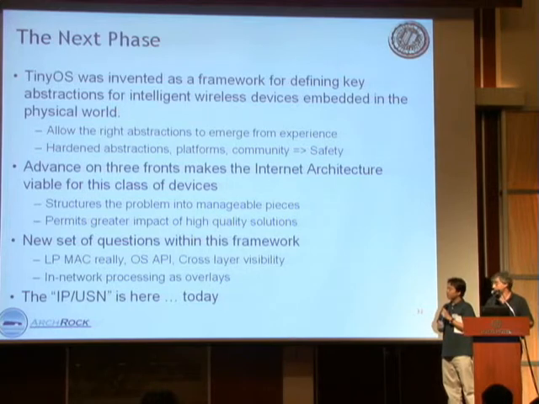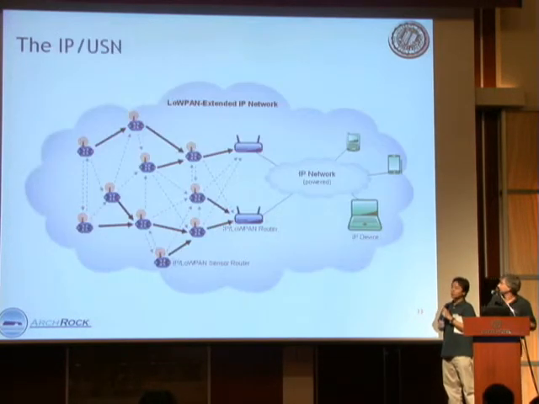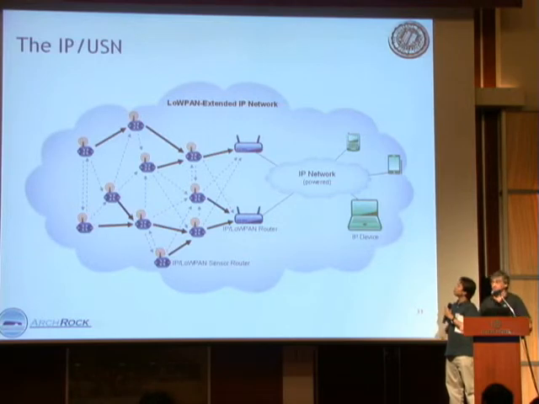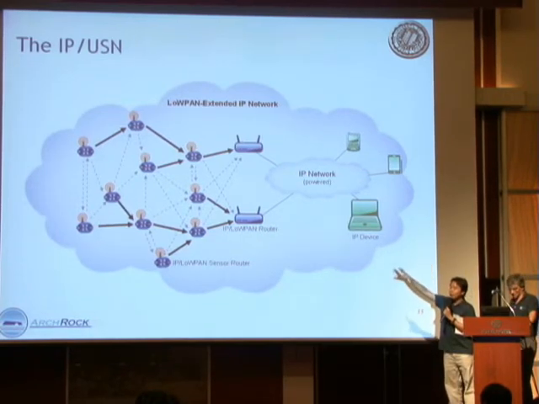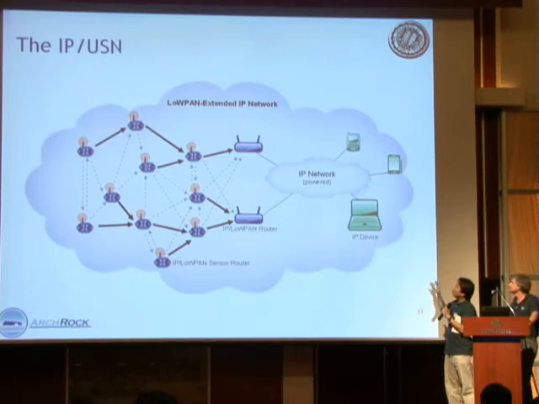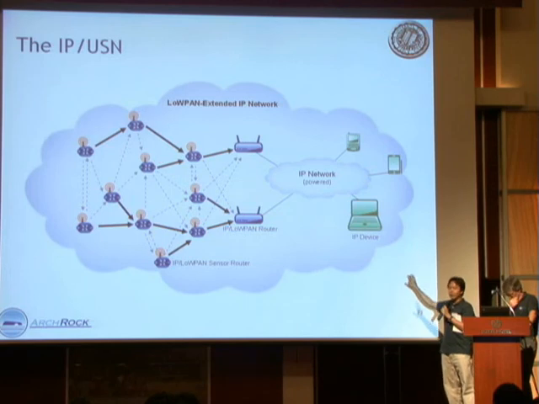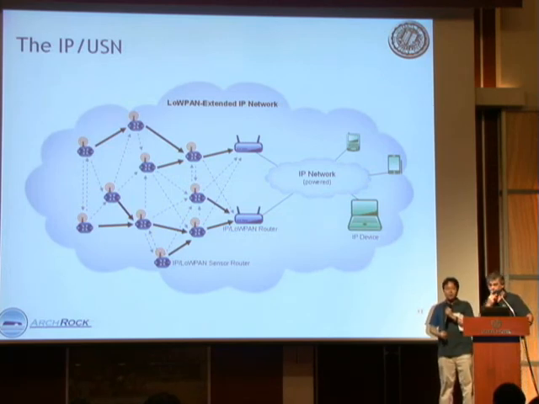So the IP-USN is here already, and it looks like this. I used to draw pictures of the internet cloud and the wireless sensor network cloud. That's wrong. It's all the internet cloud. 이전에 IP와 센서 네트워크를 그릴 때 IP 구름과 센서 네트워크가 연결된 구름을 따로 그렸습니다. 하지만 이런 그림은 틀렸었습니다. 이제 모든 IP와 센서 네트워크가 하나의 구름 안에 다 연결이 된 형태로 들어갑니다. Thank you.